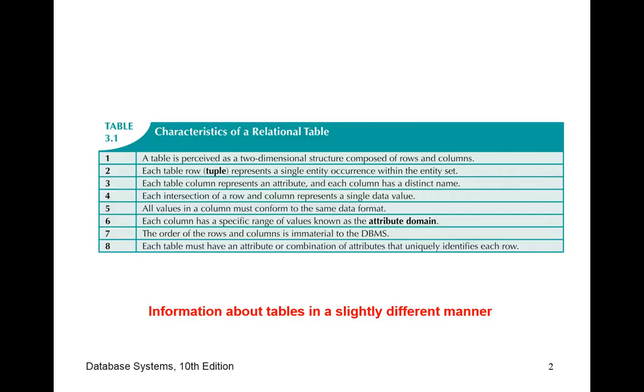They throw in a new word, tuple or tuple, depending on how you want to pronounce it. Either way is all right with me. And it's a word that you'll hear out there in the database community periodically. But this is table 3-1.